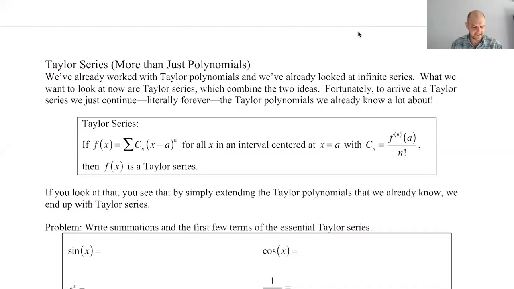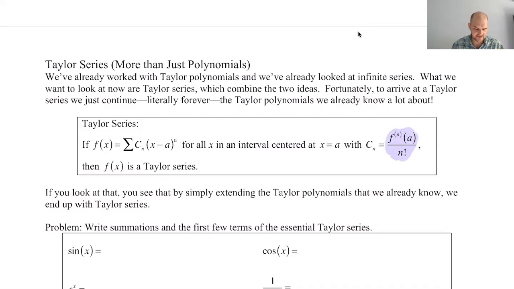And once we introduced the idea of continuing forever, it became pretty apparent that a Taylor polynomial could be a Taylor series. And so we already know a lot about them. In particular, we know that a Taylor series is a power series with a very, very specific coefficient. And the coefficient is this, the nth derivative evaluated at a, that's hard to say, divided by n factorial. So that's going to be our Taylor series.